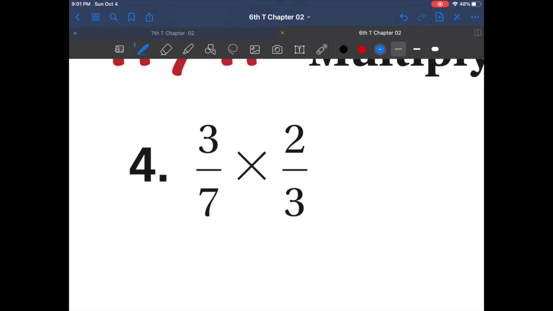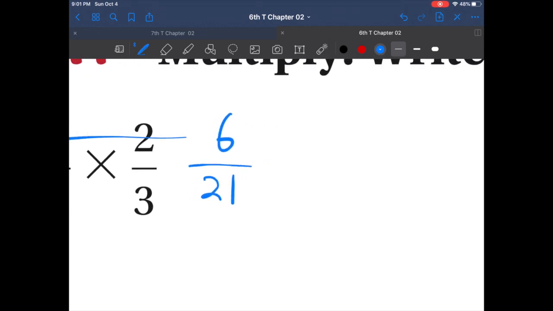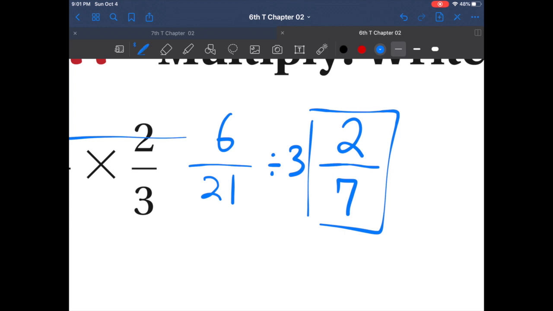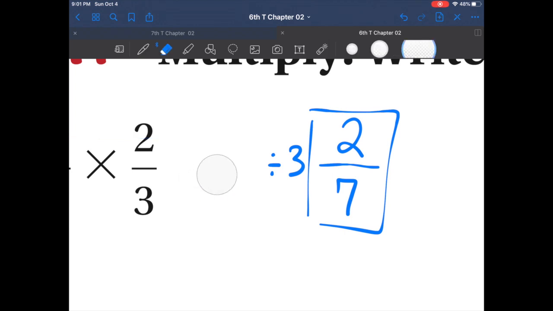So let's check this out. Here's another one that we got to write down. So I would like to simplify this, or how about we do it first? Let's see. 3 times 2 is 6. 7 times 3 is 21. Is there a number that can go into 6 and 21? Yes, 3, right? So let's divide by 3. 6 divided by 3 is 2. Good. 21 divided by 3 is 7. So we figured out the answer was 2 over 7.